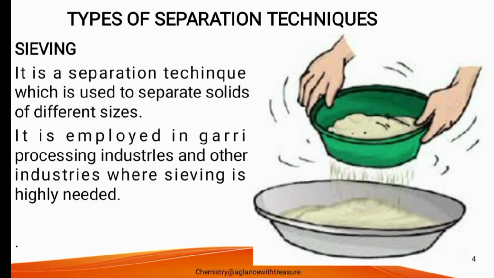The first one is sieving. Sieving is a separation technique which is used to separate solids of different sizes. It is employed in garri processing industries and other industries where sieving is highly needed. And we commonly use this technique in our homes when we want to sieve out our parboiled rice from the dirty, starchy water.